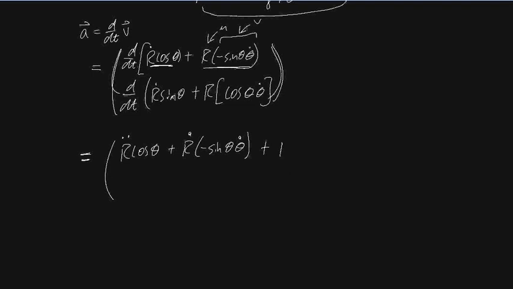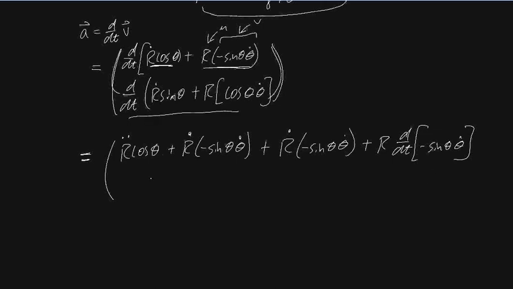So that's going to be r dot times minus sine theta, theta dot, plus r times the derivative of whatever this beast is. I don't know what it is just yet, so I'll just leave it as the derivative of minus sine theta, theta dot, with the derivative sign in there. Alright, now it's time to evaluate this bottom element.